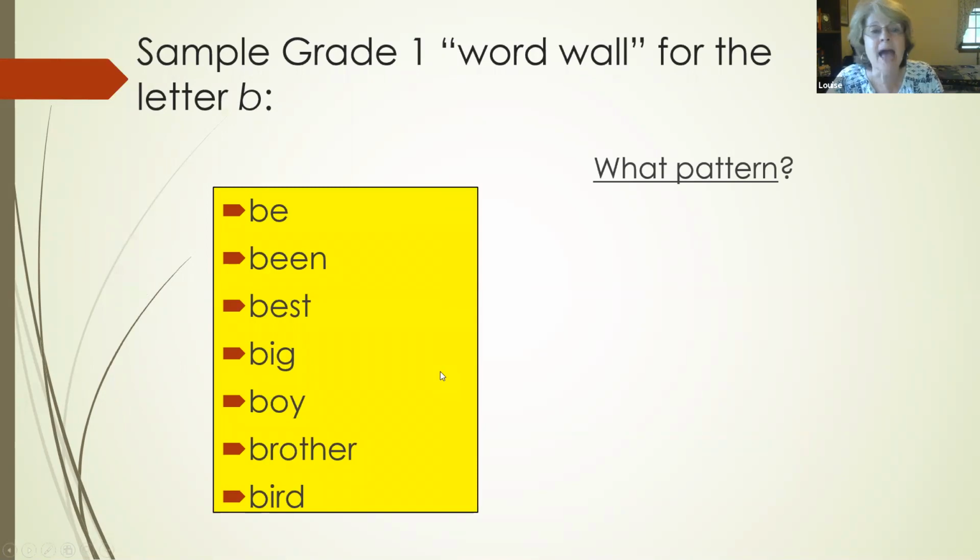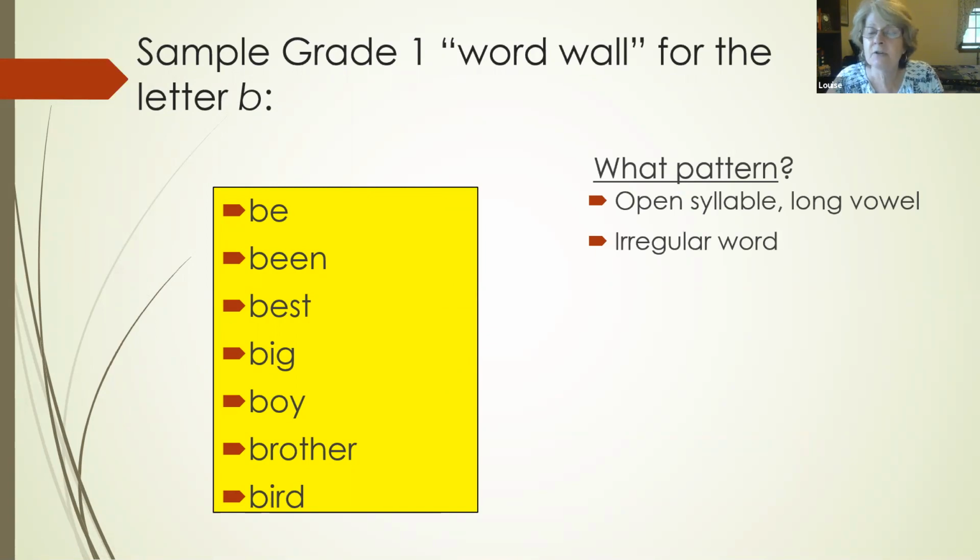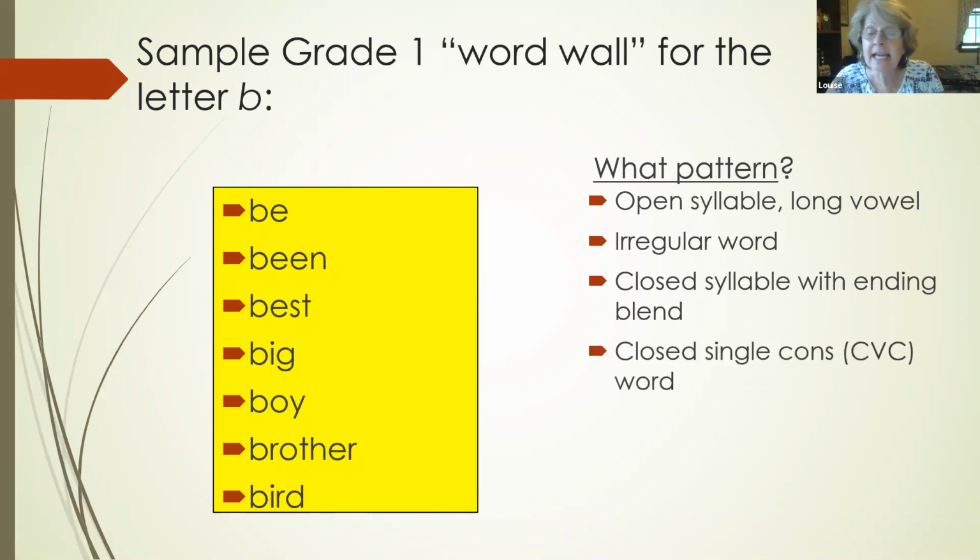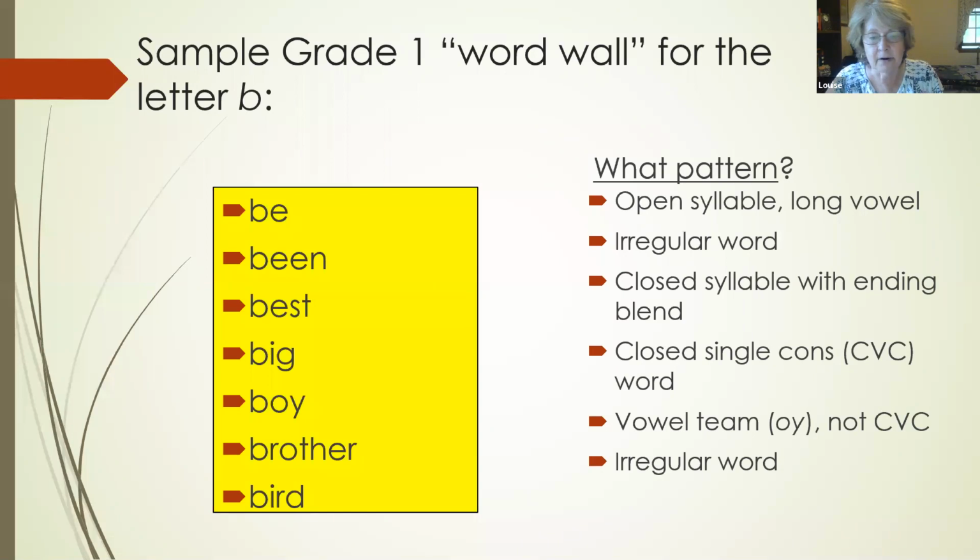So let's think about the pattern. Be is an open syllable with a long vowel. Been is usually taught as irregular, except some of the Canadians say bean, so maybe it's not irregular there. Best is a closed syllable with a blend. Big is another closed syllable, closed single consonant, so we're kind of onto a pattern here, except that with boy, we now have a vowel team. Not a short vowel word, which is what children would be learning, especially early in grade one. Brother is irregular, and bird has only one vowel, so it might look like it should have a short vowel, but it's not, it's a vowel R.